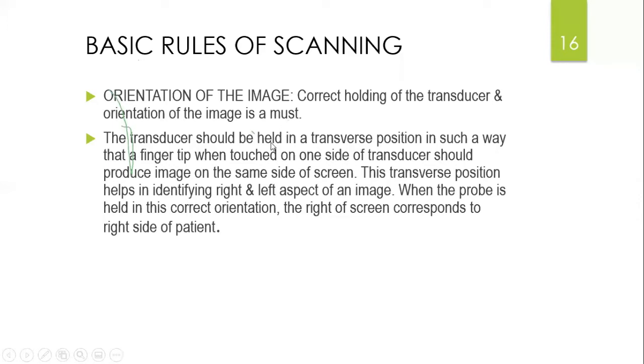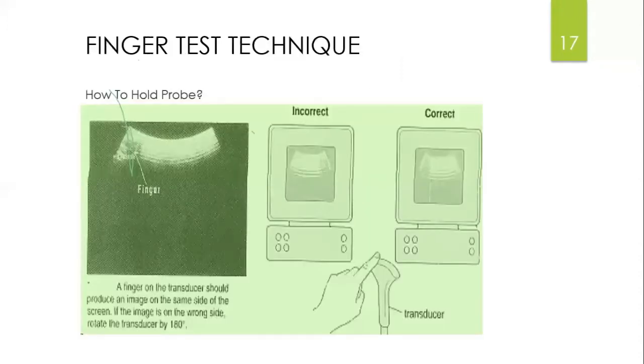The transducer should be held in a transverse position in such a way that a fingertip, when touched on one side of the transducer, should produce an image on the same side of the monitor or screen. This transverse position helps in identifying the right and left aspect of the image. When the probe is held in correct orientation, the right side of the screen corresponds to the right side of the patient. You can all see that this is how you hold the transducer in your hand.